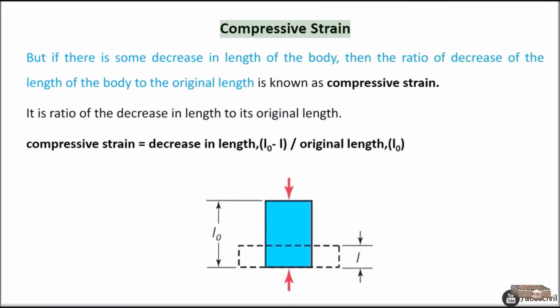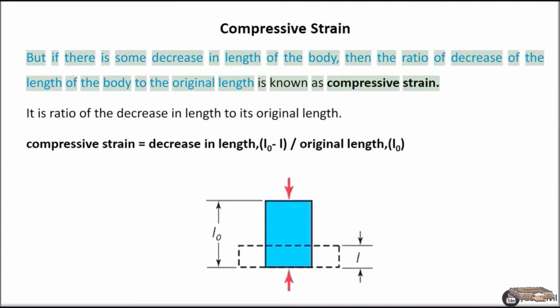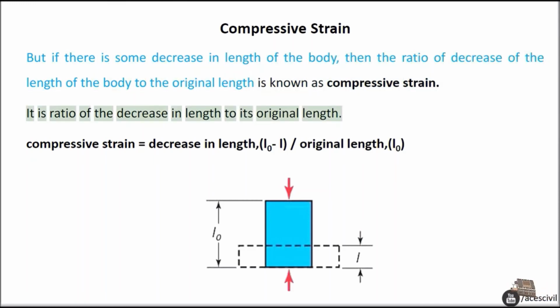Compressive strain. But if there is some decrease in length of the body, then the ratio of decrease of the length of the body to the original length is known as compressive strain. It is the ratio of the decrease in length to its original length. Compressive strain equals decrease in length, δL, over original length, L₀.